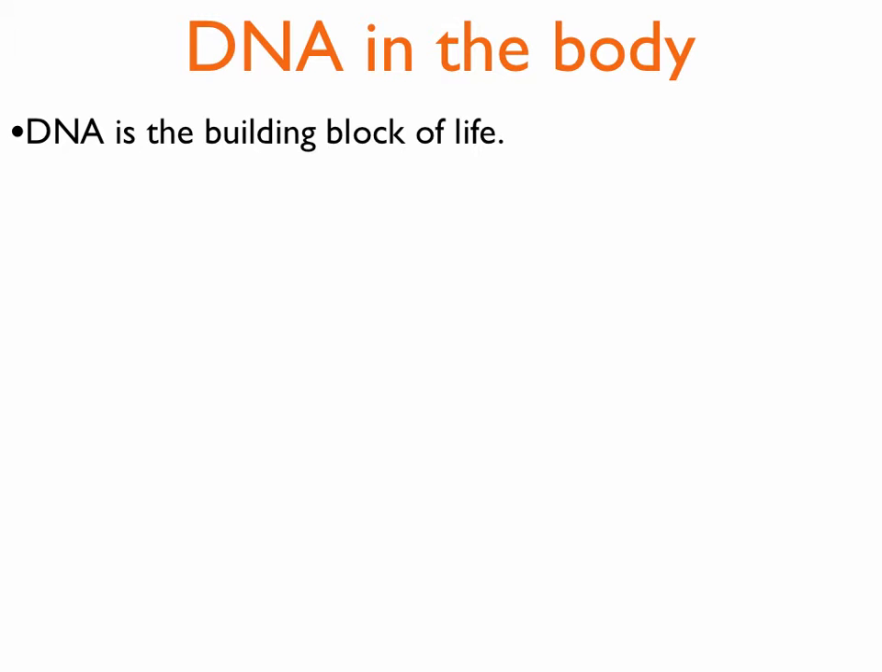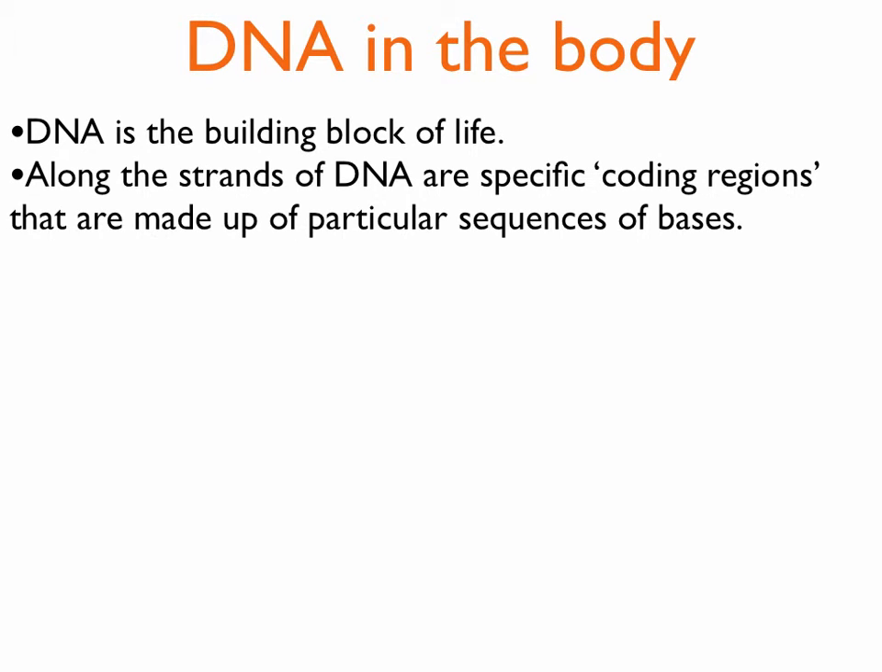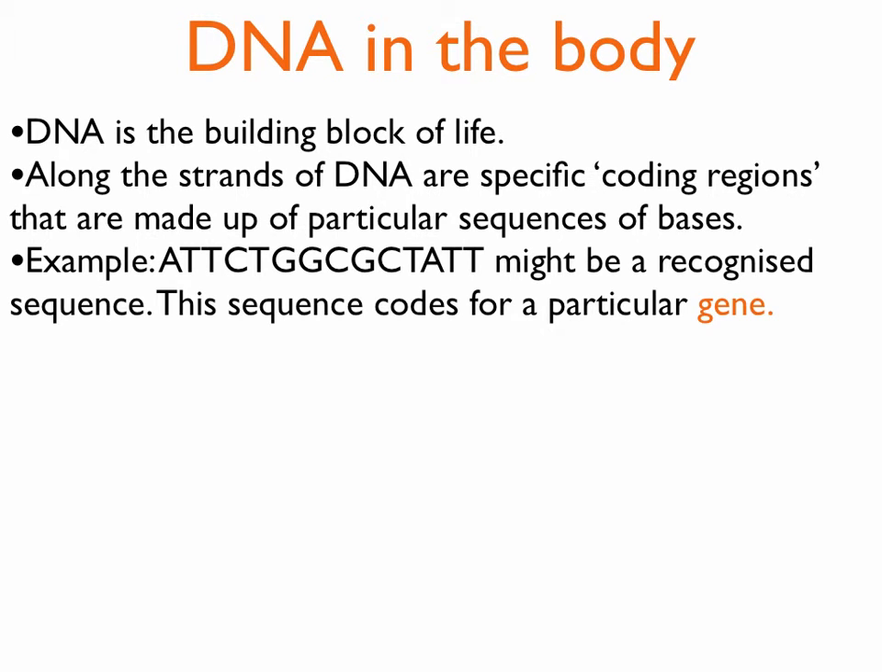Now DNA in your body is the building block of life, and along the strands of DNA are these specific coding regions. In other words, there's a series of base pairs that are recognized as areas that code or sequence for different things. For example, you might get this sequence of bases ATT, CT, GG, CG, CT, ATT. Now I've just made that up, but that's a possible sequence of bases on one of the helixes. And this could be a code for a gene.